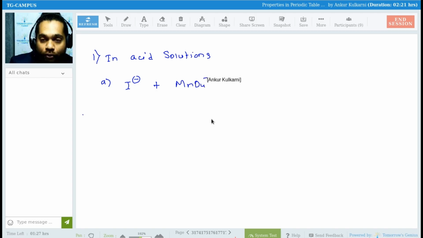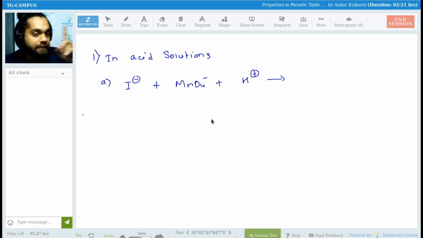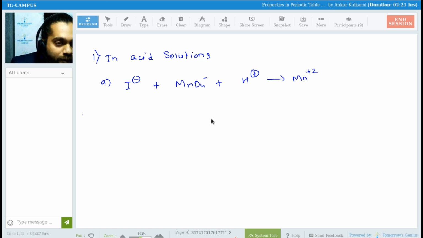So let us write MnO4 minus, and as I am telling you, it is an acidic medium. Always remember, no matter what, your MnO4 minus is your oxidizing agent. Oxidizing agent means it reduces itself, so it will always reduce itself to Mn+2. Close your eyes and write Mn+2. Do not literally close your eyes, otherwise you will write it in some other place.